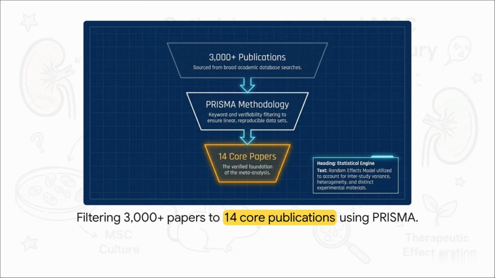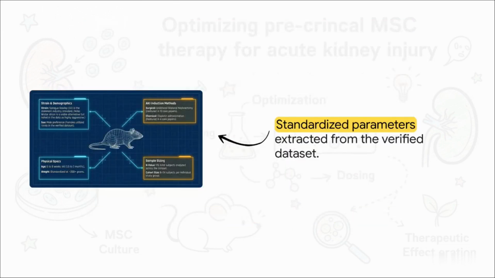And to account for the intra-study variance, because even those 14 used distinct experimental materials, they utilized a random effects model as their statistical engine. By analyzing those 14 golden papers, we finally start to see some distinct, standardized parameters emerge for animal subjects. For the strain, Sprague-Dawley, or SD rats, are definitively the dominant industry standard. The data notes that while the Worcester strain is technically an alternative, they're highly aggressive, which makes SD the much preferred choice. For sex, there's a strong preference for males.